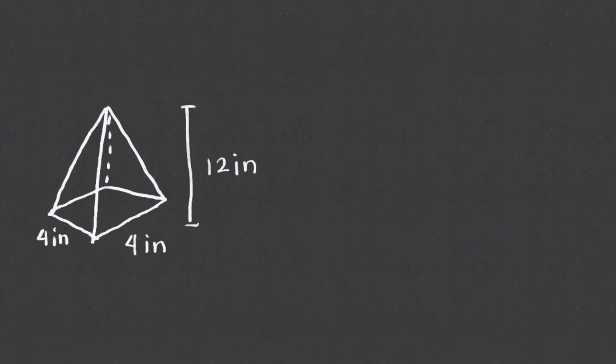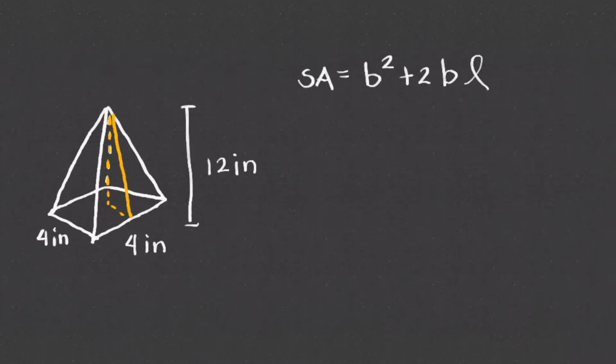Now let us solve for the surface area of the pyramid. Surface area is equal to base squared plus 2 times base times the slant height. So we don't know the value of the slant height, so let's solve for it. This is what we're looking for, the slant height. To solve for it, notice that you can make a right triangle within a pyramid, in which we know the height of the pyramid, which is 12 inches.